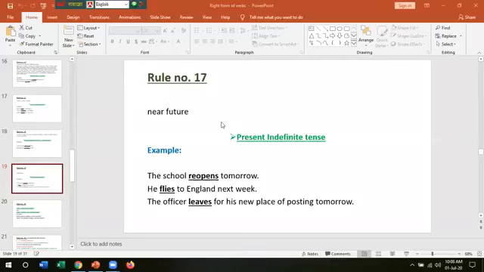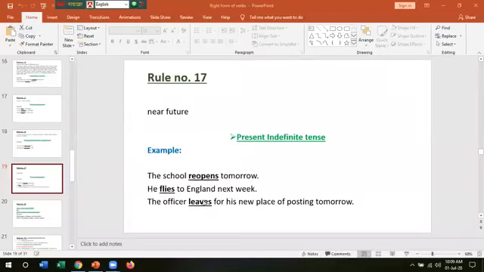Actually, it depends on the later part of this passage, because it may be that in the later part, you will need to use present indefinite tense. In that case, this sentence will be in present indefinite tense. The school reopens tomorrow. Another example, he flies to England next week. This week and after this week comes next week. So it is near future. That is why we have used present indefinite tense. He flies to England next week.